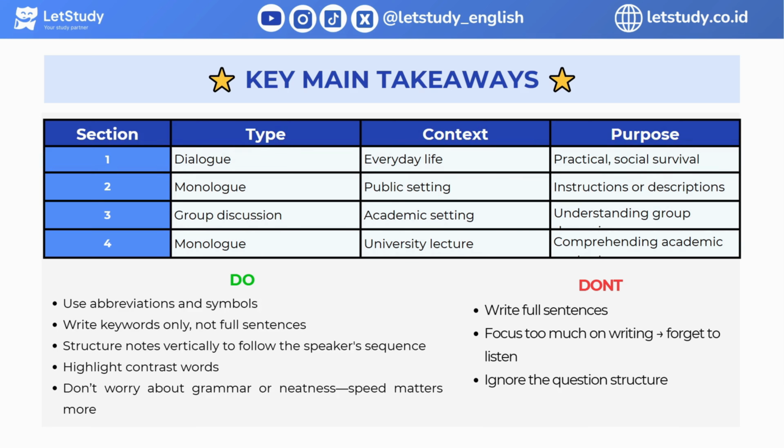So StudyMates need to write it down faster. Do use abbreviations and symbols. Write keywords only, not full sentences. Structure notes vertically to follow the speaker's sequence. Highlight contrast words and don't worry about grammar or neatness. Speed matters more because the conversation is flowing and there is no stopping for the conversation. And please don't write full sentences and don't focus too much on the writing so that you forget to listen. Also, don't ignore the question structure.